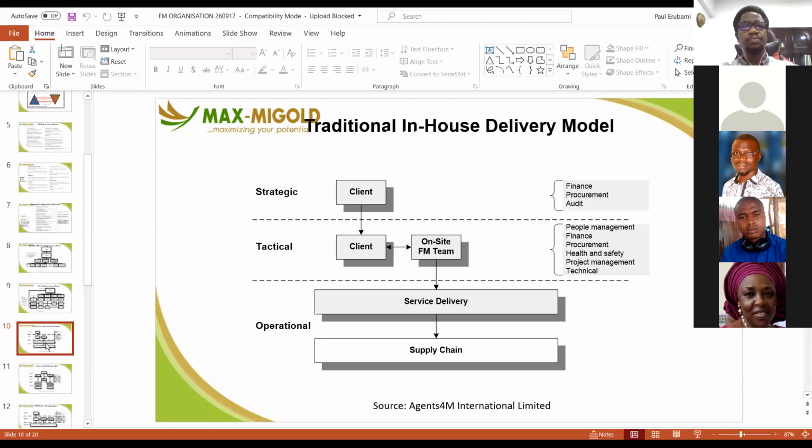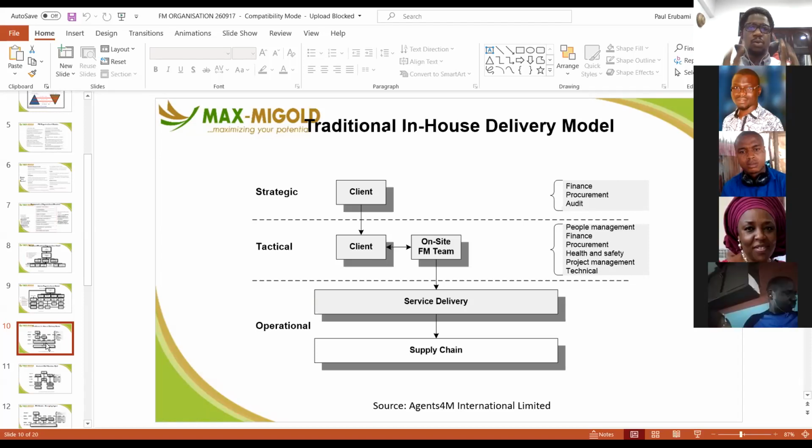Now, those are the kind of circumstance or scenario we call the traditional in-house delivery model. Now, this traditional in-house delivery model can apply to an organization, say an insurance company or a school or a hotel, right, that does its own work in-house. It can also apply to an FM company that has taken a contract to provide these services for another organization. They can decide to employ everybody in-house. Because I could take a contract and still subcontract. But if I'm going to do most of the things by employing people, I still call it traditional in-house delivery model on the contractor side.